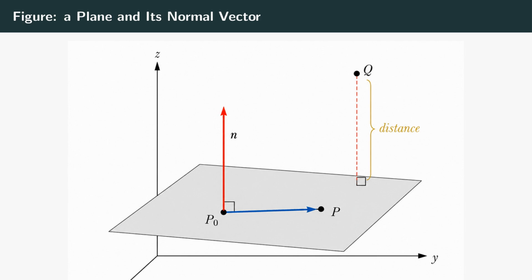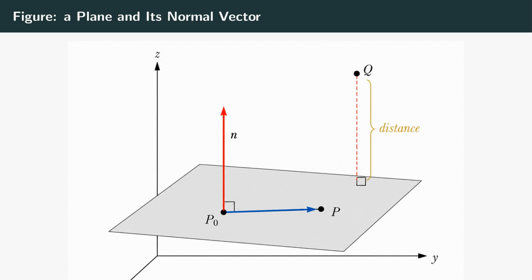Now look at the second point P also on the sheet, with a thin blue arrow drawn from P0 to P. That blue arrow lies entirely within the plane, and because the normal sticks straight out, the blue arrow is perpendicular to the normal. That perpendicularity, written as a dot product equal to 0, is the entire equation of the plane.